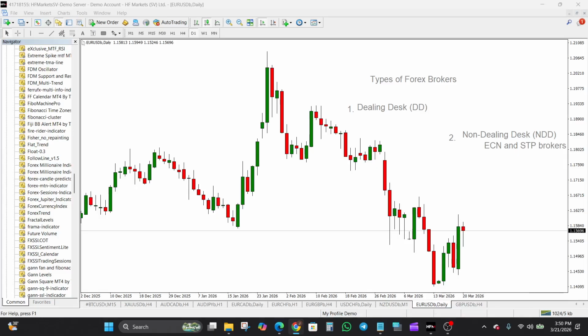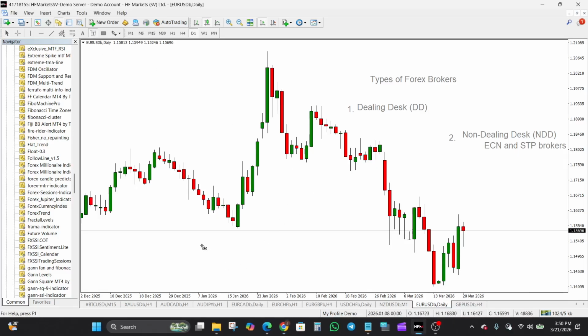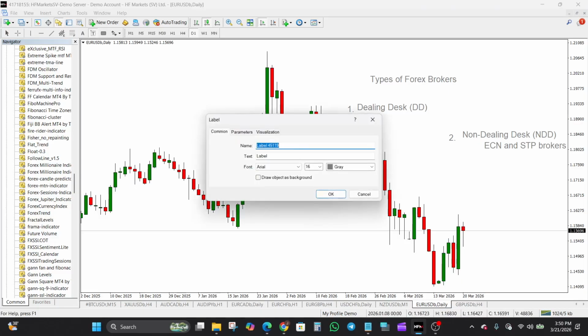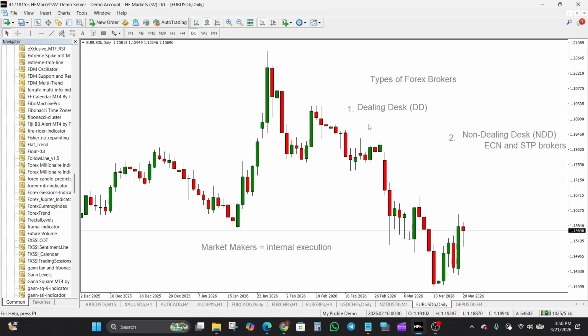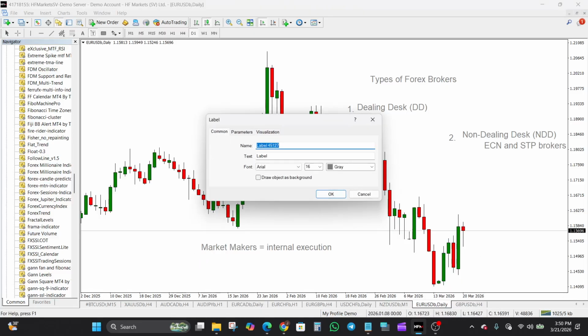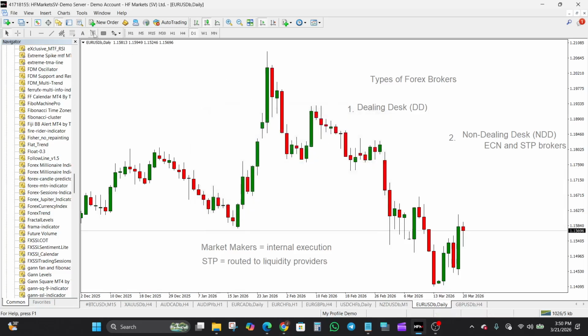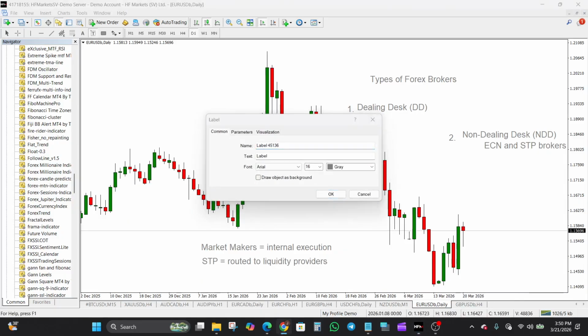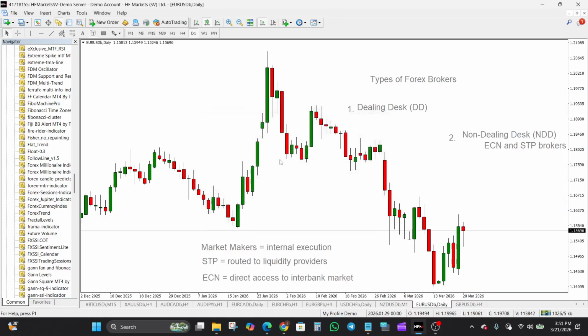So in simple terms, market makers equal internal execution, STP equals routed to liquidity providers, and ECN equals direct access to the interbank market.